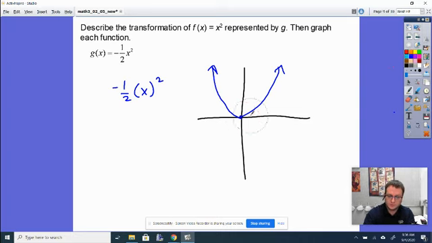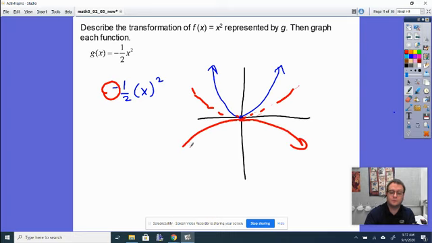So something like, please play nicely. There we go. There we go. And then like this. And then that negative tells me I'm going to flip down. So it looks like this. Okay. And that's it for today. Again, it's a lot of the same. It's just now we're looking specifically at quadratics.